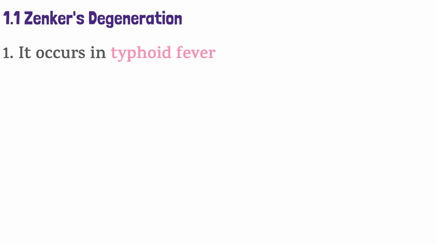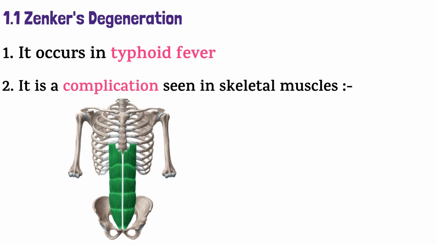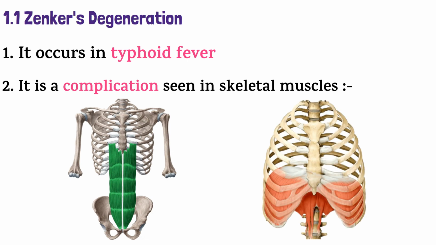Another type of coagulative necrosis is known as Zenker's degeneration, though it is not a frequently asked question. Zenker's degeneration occurs in typhoid fever. It is a complication seen in skeletal muscles of the rectus abdominis muscle and the diaphragmatic muscle.